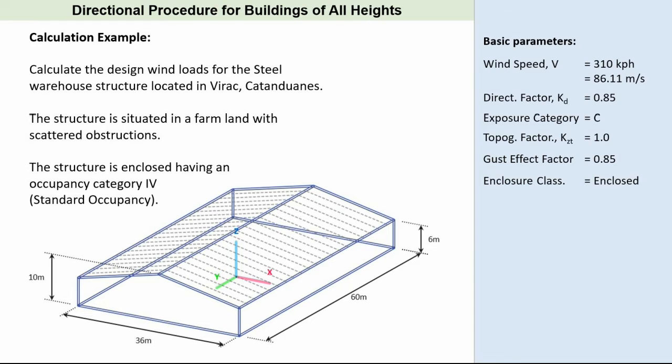Directionality factor is 0.85. Exposure category is C. Topographic factor equals 1.0. Gust effect factor equals 0.85. Enclosure classification is enclosed building. Internal pressure coefficient is plus and minus 0.18.